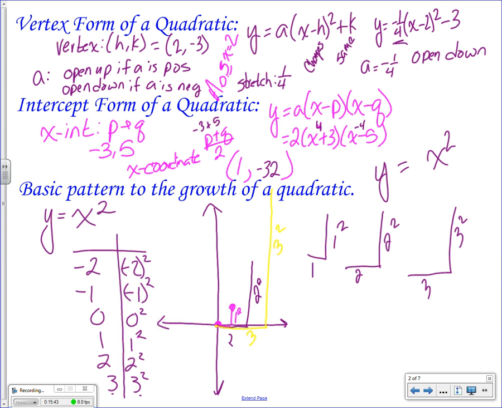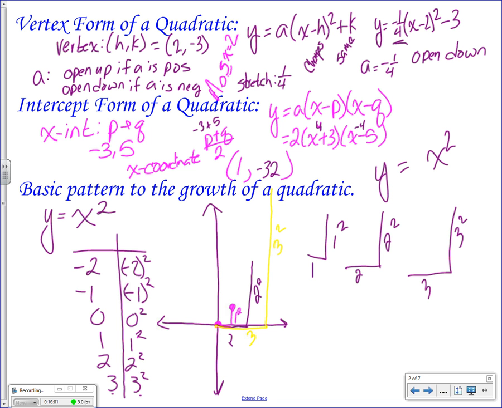I go to my vertex wherever it's at. It does not matter where it's at. I'm going to go over 1, up 1 squared. Over 2, up 2 squared. Starting at your vertex, always going back to your vertex. Over 1, up 1 squared. Over 2, up 2 squared. Over 3, up 3 squared.